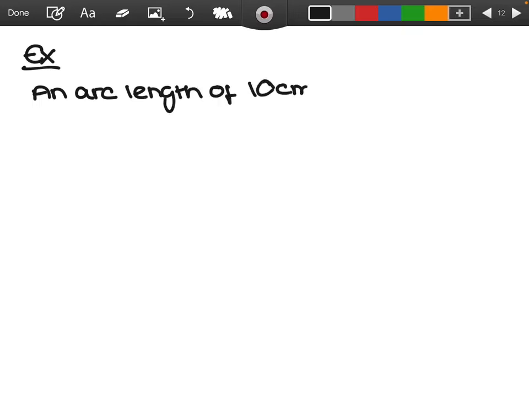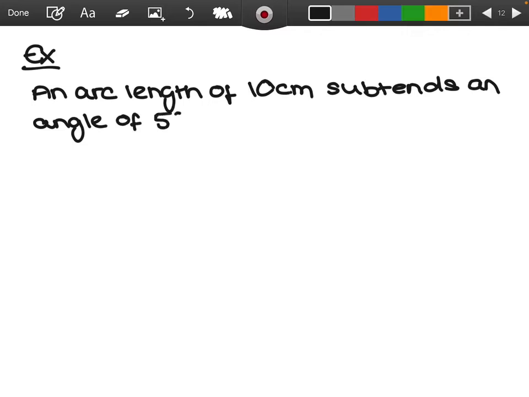We're going to do a couple examples using this, and we're going to do this a few ways around, using this in a couple different ways to find S or R or theta. Okay. The first example I'm going to do is to say that an arc length of 10 centimeters subtends an angle of 50 degrees. What is the radius? Okay.